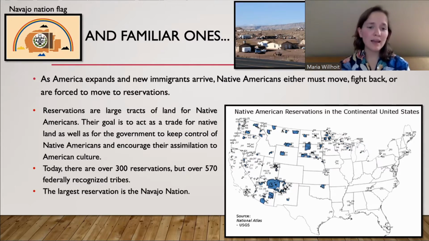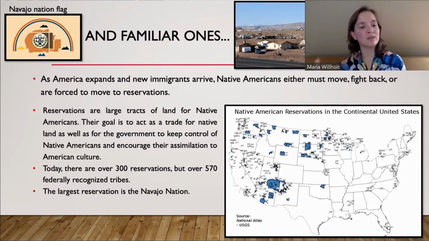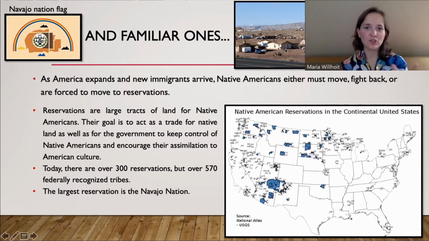So right now there's over 300 reservations in America, but there are actually 570 federally recognized tribes. So not every tribe has a reservation. And the largest one is the Navajo Nation. This is a picture of it in Arizona. So this is what it looks like from the highway, the street. This is their flag. I think it's very beautiful, actually. And then this is actually where it is. This is the large area that is the Navajo Nation.